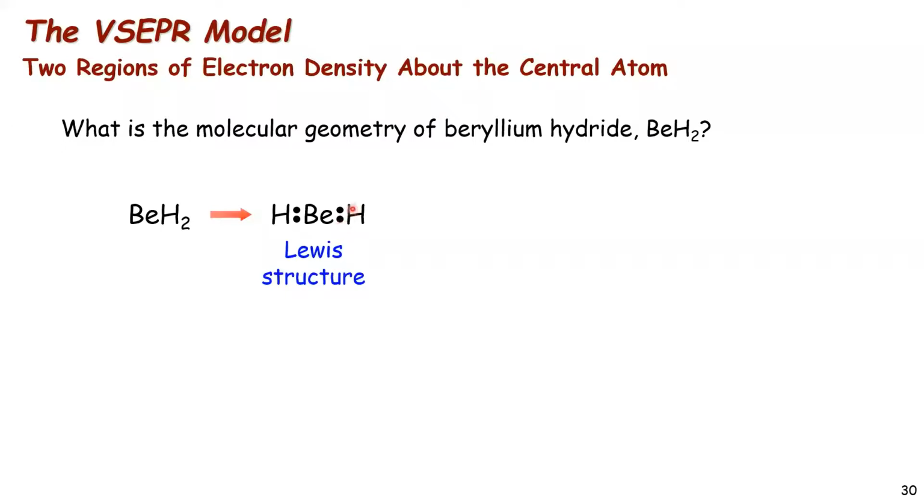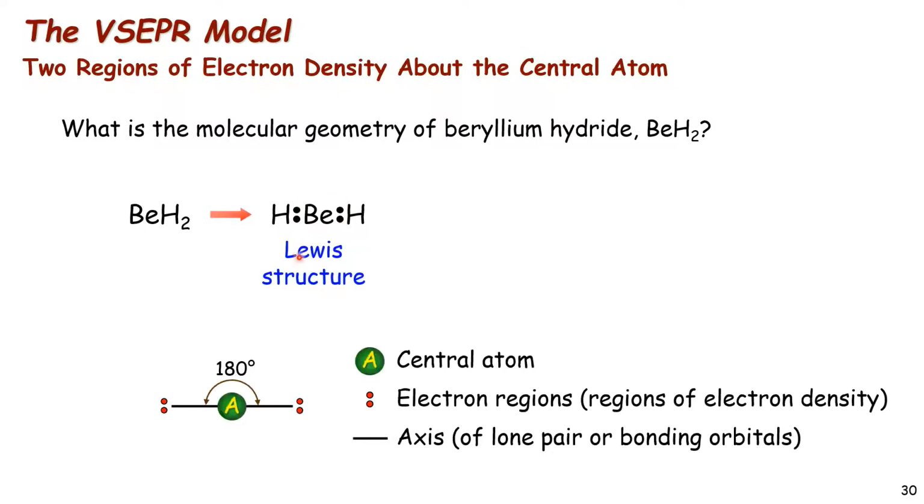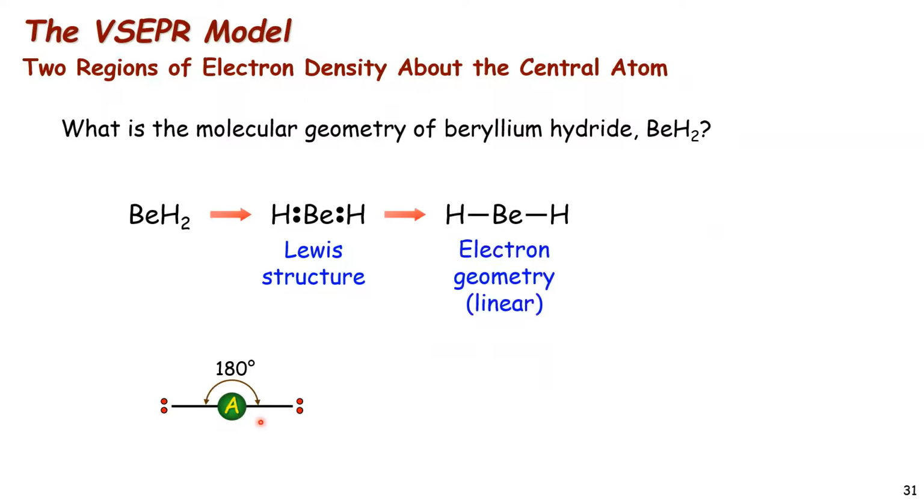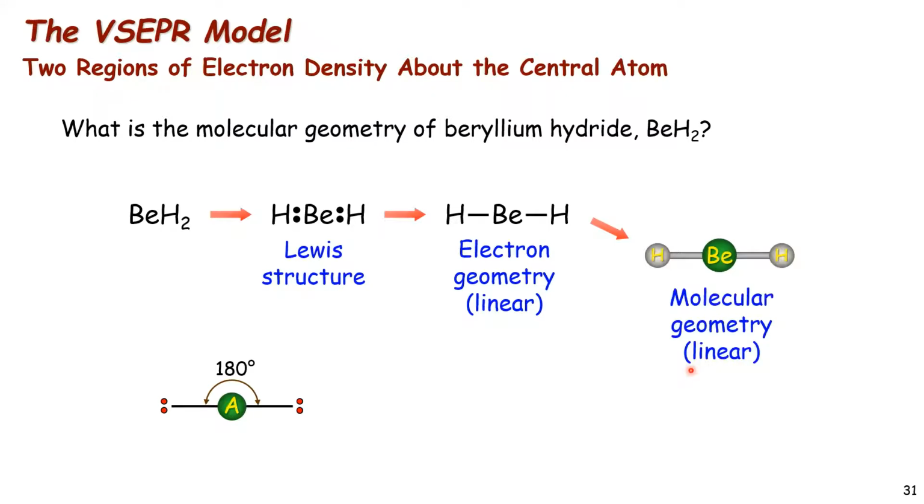We can see that there's 1, 2 regions of electron density. So this thing is going to have a linear standard electron geometry. So they're going to be 180 degrees apart. It's going to look like this. So this molecule, again, we can see that it has just 2 regions and they're 180 degrees apart. And this is what we call the molecular geometry, and it's linear.